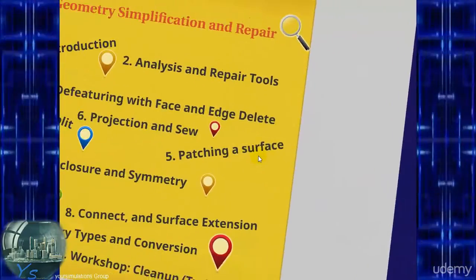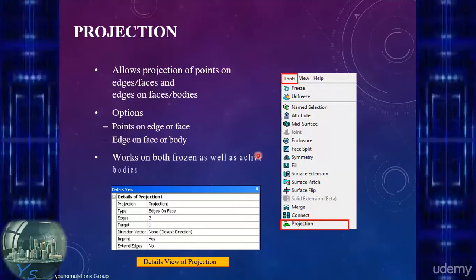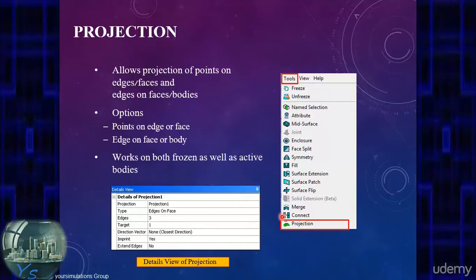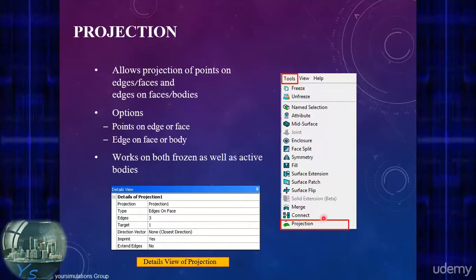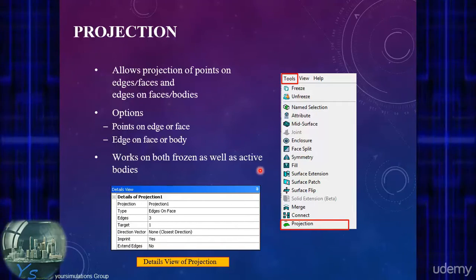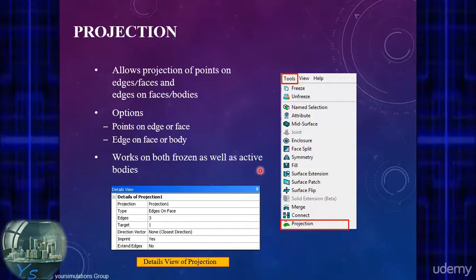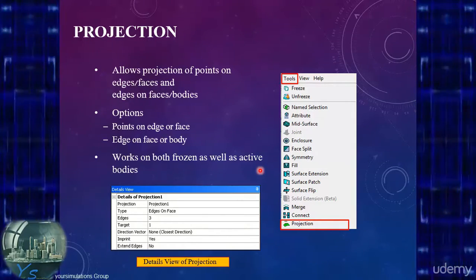The projection tool can be found at the bottom of the Tools drop-down menu, right at the bottom: Projection. This tool allows us to project points onto edges and faces, and also edges onto faces and bodies. We'll show some examples of use of the projection tool in the following few slides.